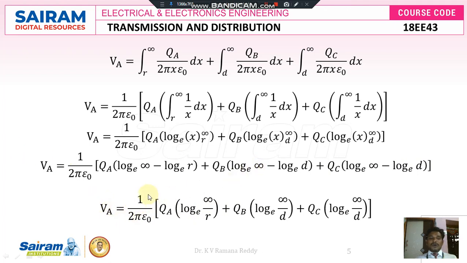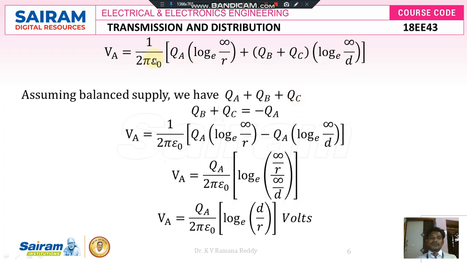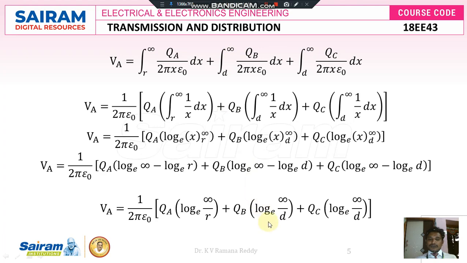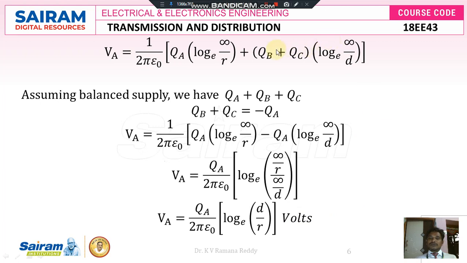Therefore VA is equal to 1 by 2 pi epsilon naught of QA ln of infinity by r, plus QB ln of infinity by d, plus QC ln of infinity by d. Taking ln of infinity by d as the common term, we can add QB plus QC. Assuming the supply is a balanced system, the charges QA plus QB plus QC equal 0, so QB plus QC is equal to minus QA. I can replace QB plus QC with minus QA.